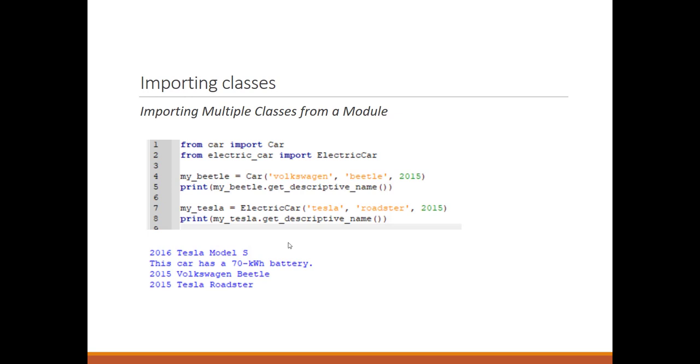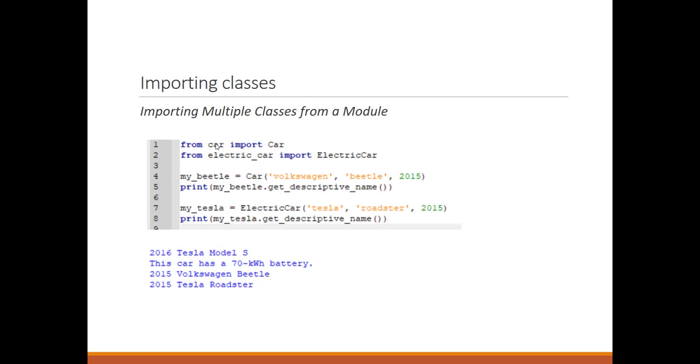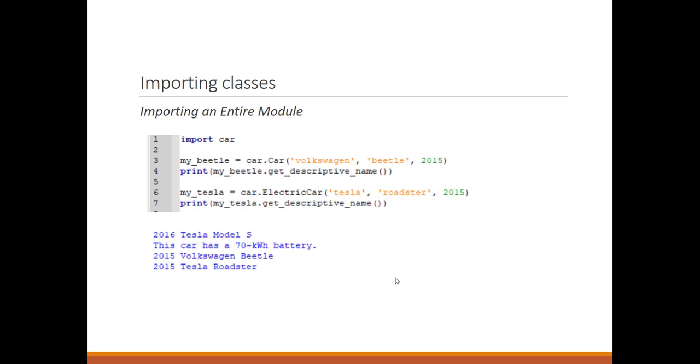Also you can import the entire module by saying import car, and you can access all of them. In this case you have to specify car dot the name of the class that you have. Here there is a difference from when you say from car import car. There you just define the name of the class that you have, that's it. But here you have to say car.car or car.electricCar. So this is a way that you can use the modules that you have.